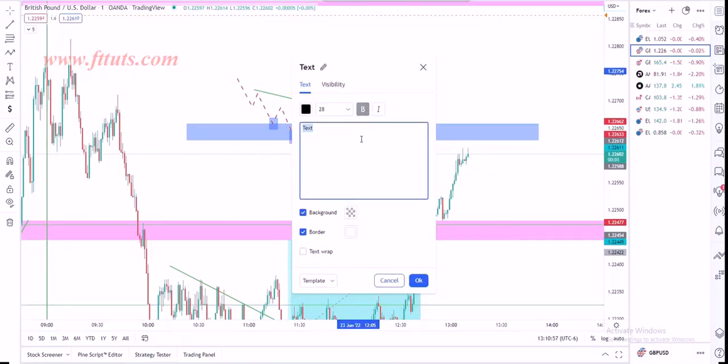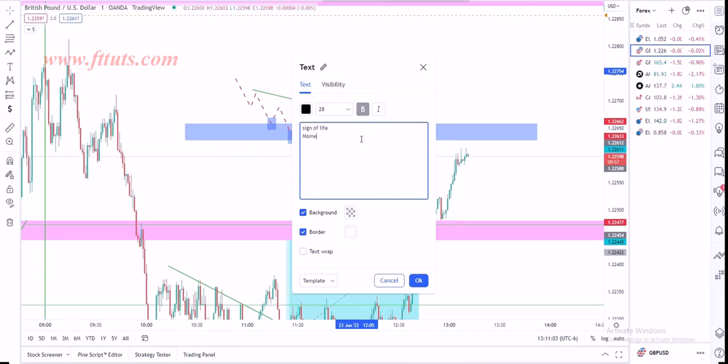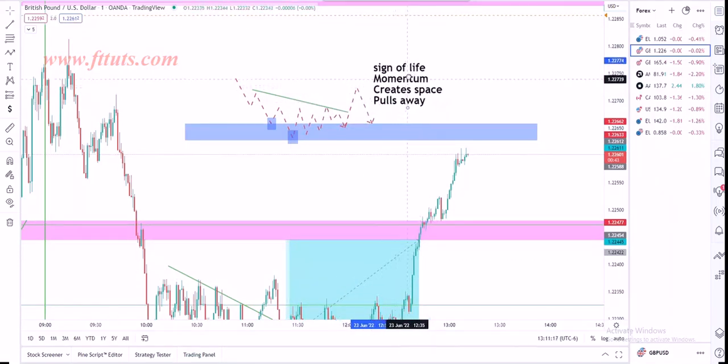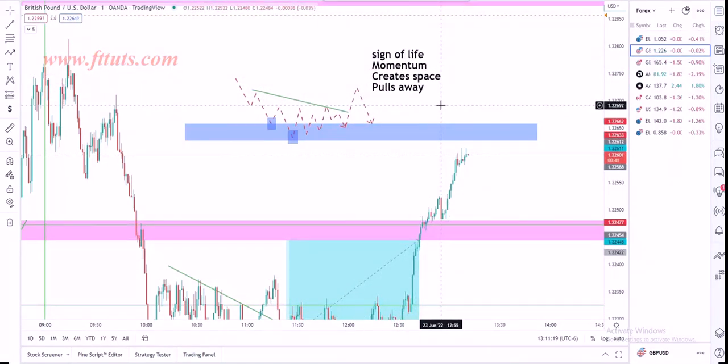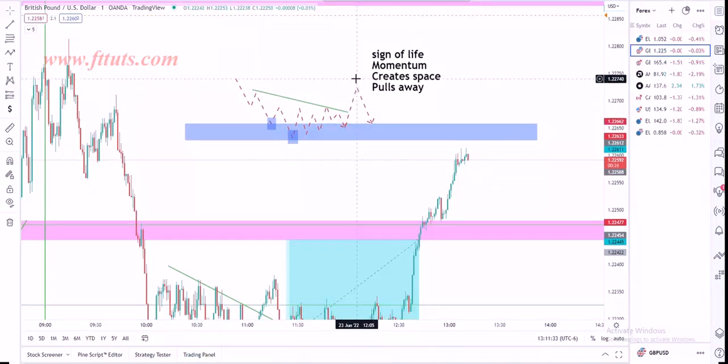Maybe I should throw this in here. So a sign of life, momentum, creates space, pulls away, any of this can work, okay? The whole purpose, the whole science behind this, so that you can understand what's important about it, is that it's showing us it wants to go up. Okay, that's all it is. That's all we're after.